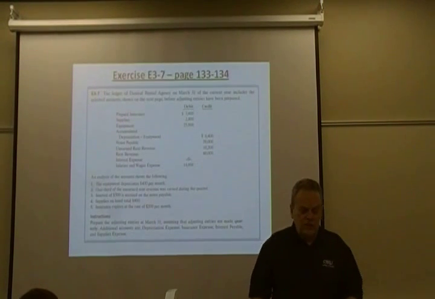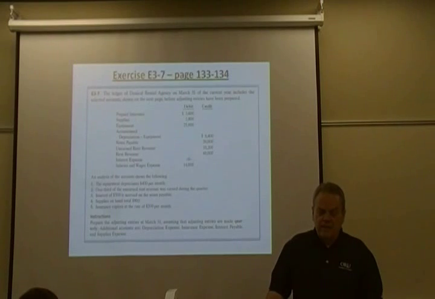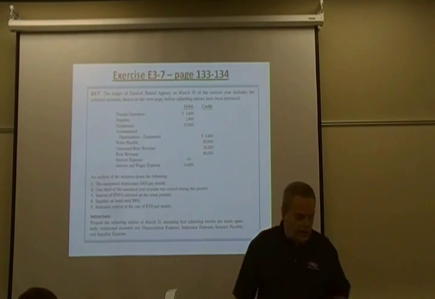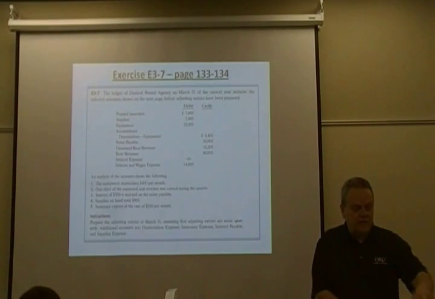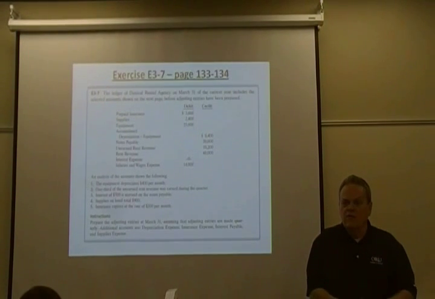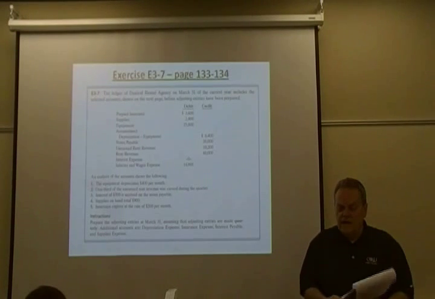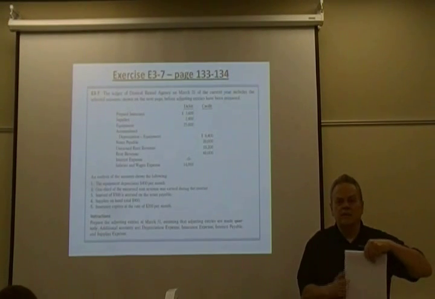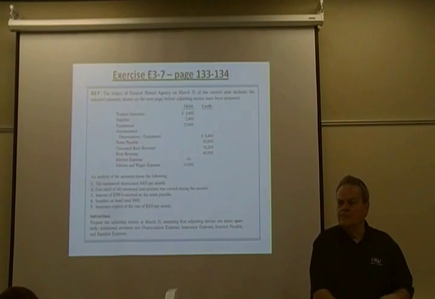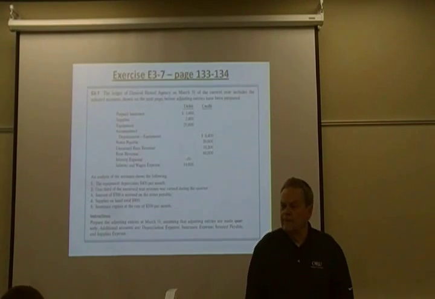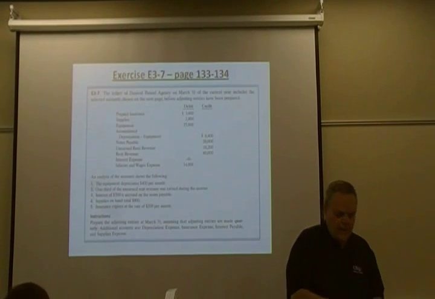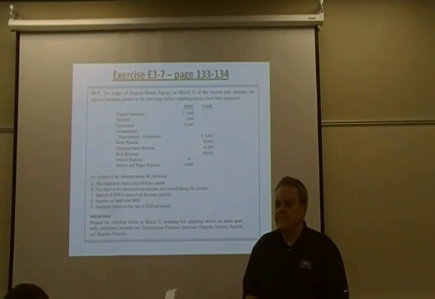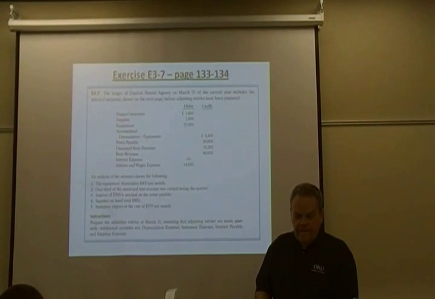The first of these adjusting entries is the statement, the equipment depreciates at $400 per month. I'm wondering if one of you would volunteer to make me the adjusting entry for equipment depreciating at $400 a month. May I have a volunteer? Yes, ma'am. Ashton. Okay. You would credit equipment for $1,200, and debit?